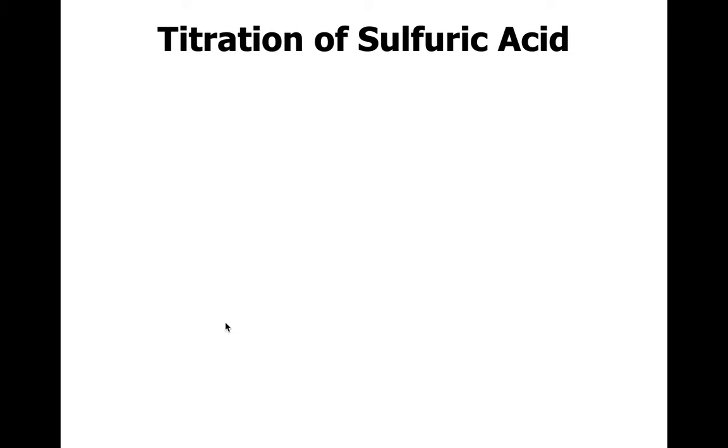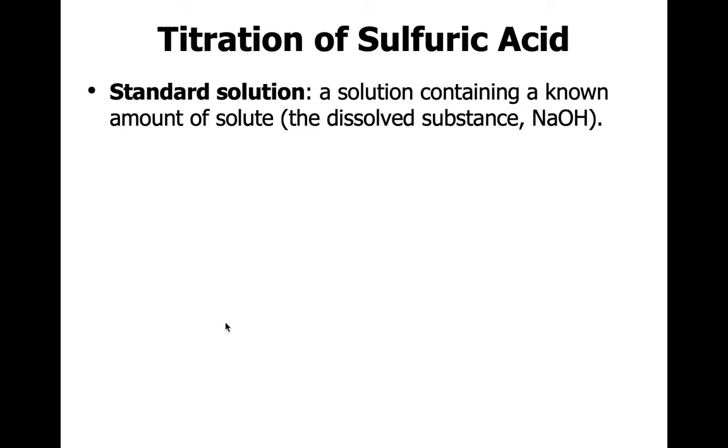be studying the titration of sulfuric acid to determine the concentration of a specific sample of sulfuric acid. We have a few different words that will be used in this laboratory and in this discussion. First is a standard solution. A standard solution is a solution containing a known amount of solute. In this case, it's going to be the dissolved substance sodium hydroxide.